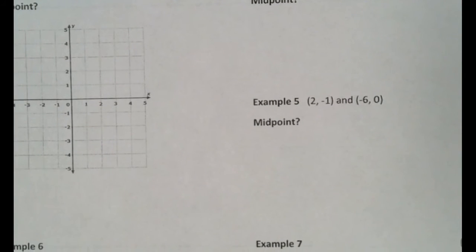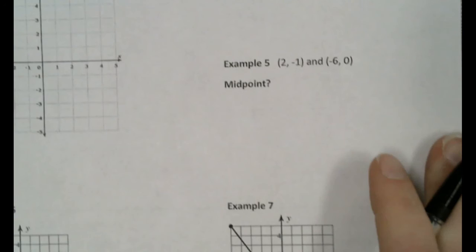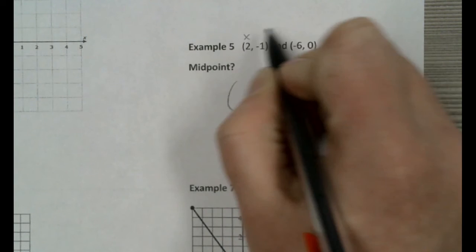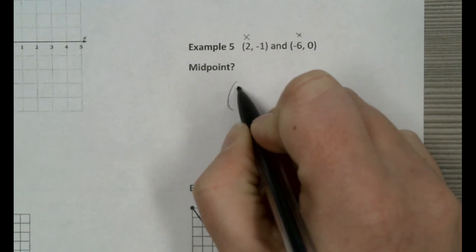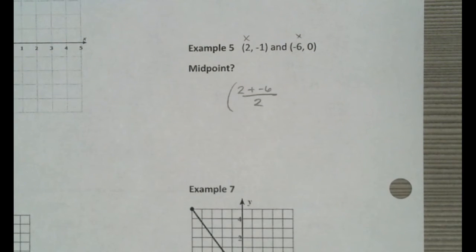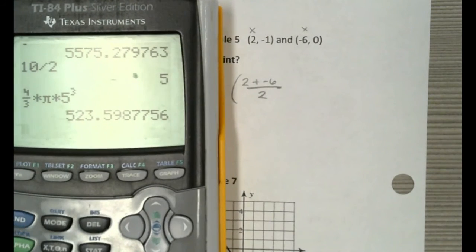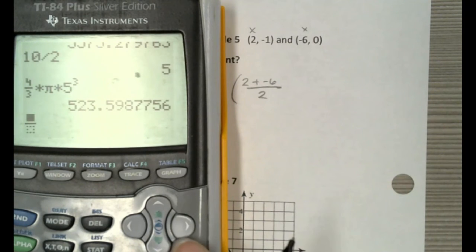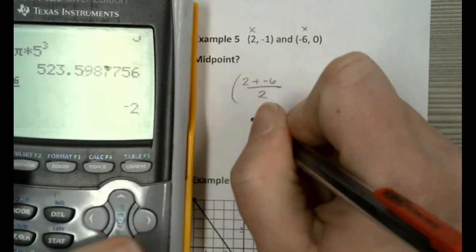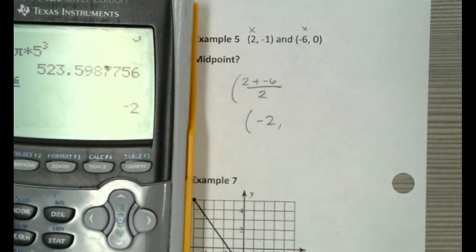Okay, so that one probably didn't take very long to do. So what we're going to do is add our x's. That would be 2 and -6, and divide by 2. So let's do that real quick. Two plus -6. Don't forget your negatives. And then divide by 2. That gives me -2 for my x coordinate.